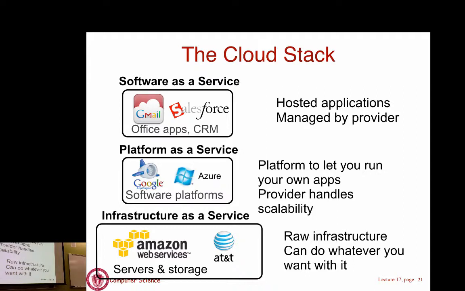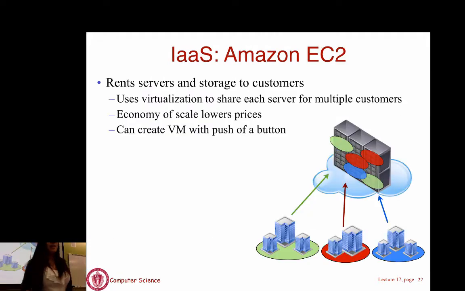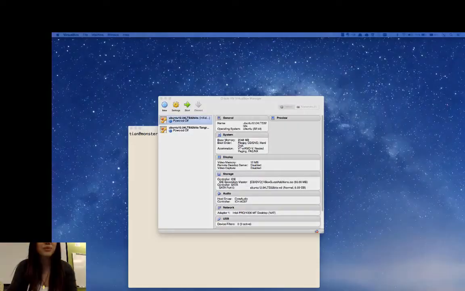All right, the last one is infrastructure as a service. That's our favorite topic. That's about Amazon EC2. With infrastructure as a service, you can actually rent the raw resources from the provider and do whatever you want with it. Today we're going to show you how to start a website for your cat on Amazon EC2.